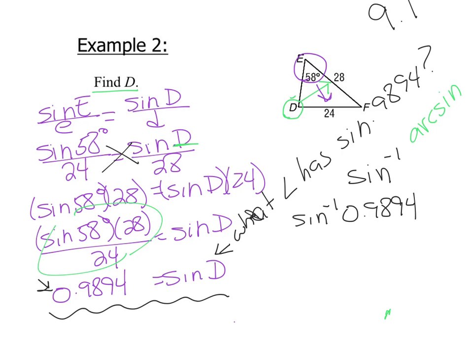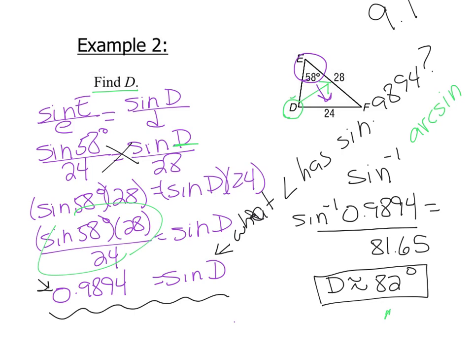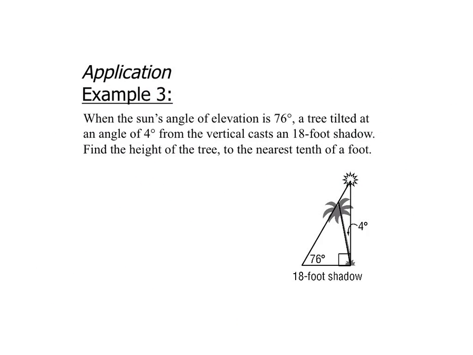Okay, when I put this in my calculator, I'm going to hit enter, and I'm going to get 81.65. So if I round this to the nearest degree, this says that angle D is equal to approximately 82 degrees. So when you know the sine and you're trying to find the angle, that's when you use sine inverse. Alright, let's look at example 3 next.